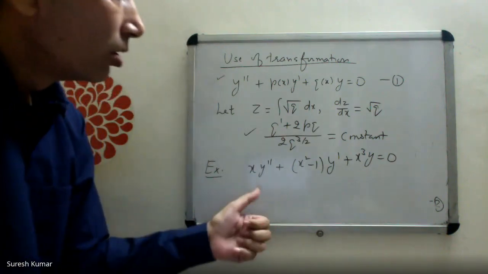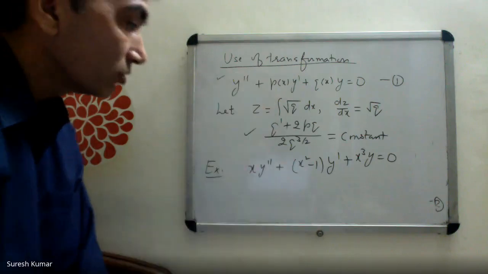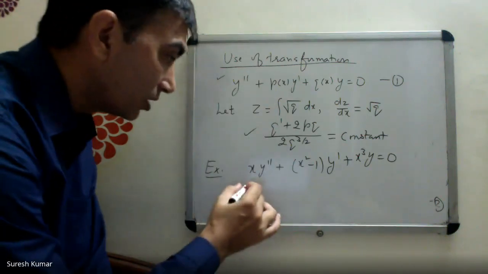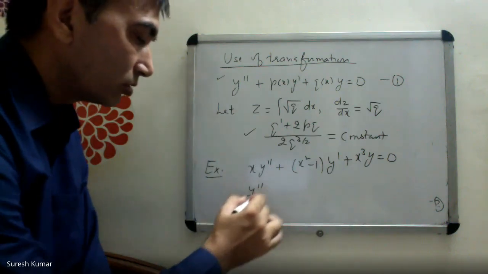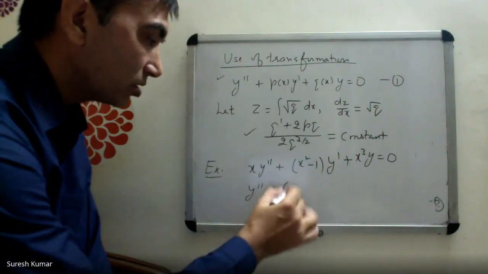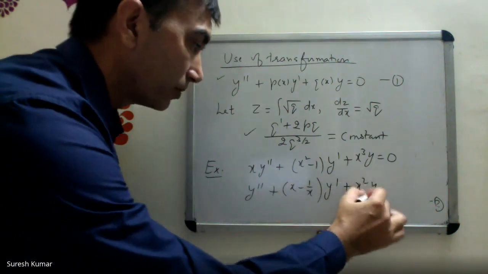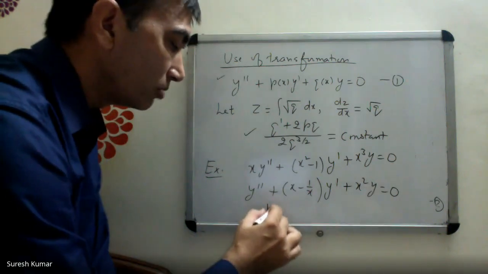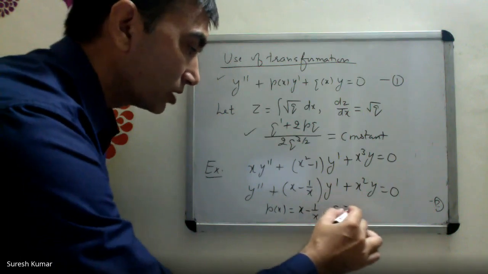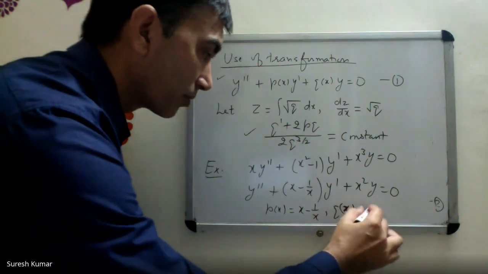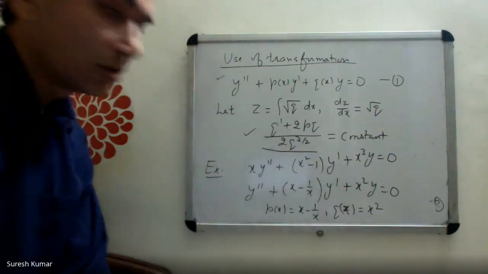So, what is P here? If you compare with this one, you have to divide it throughout by x first. So dividing throughout by x means y double prime plus (x minus 1 over x) y prime plus x square y. Now you can note down your P(x) and Q(x). P(x) is x minus 1 over x, Q(x) is x squared. Calculate this thing. See what do you get.